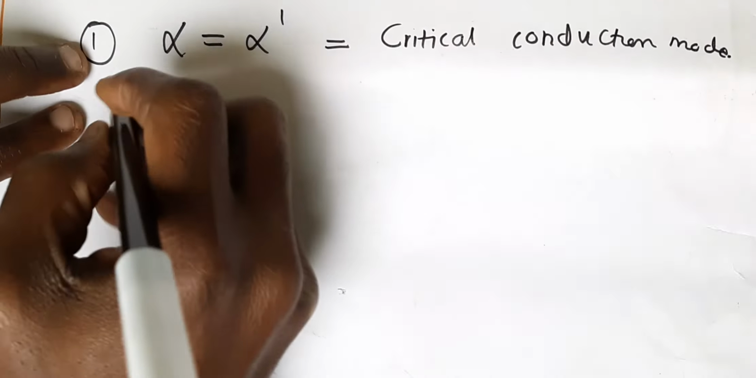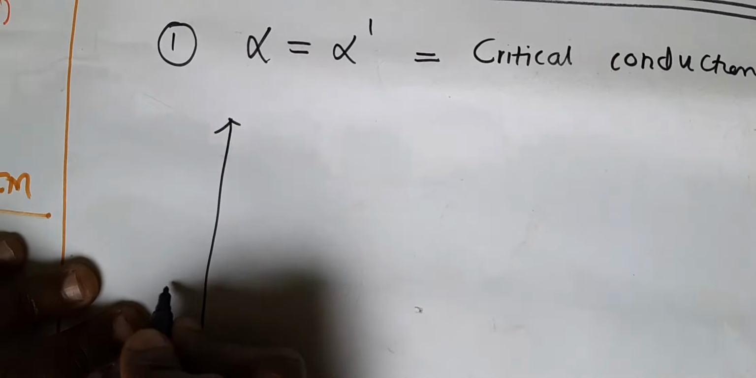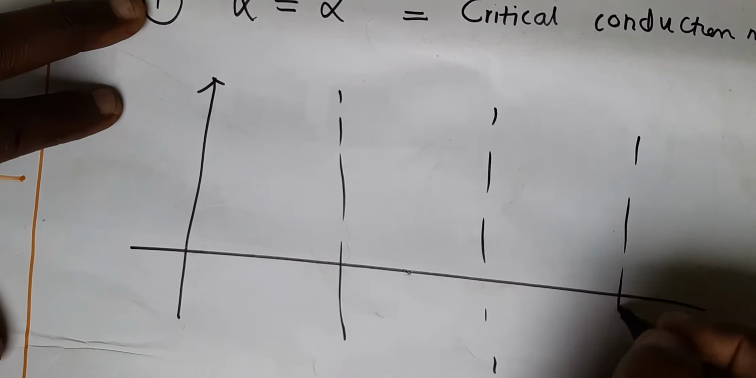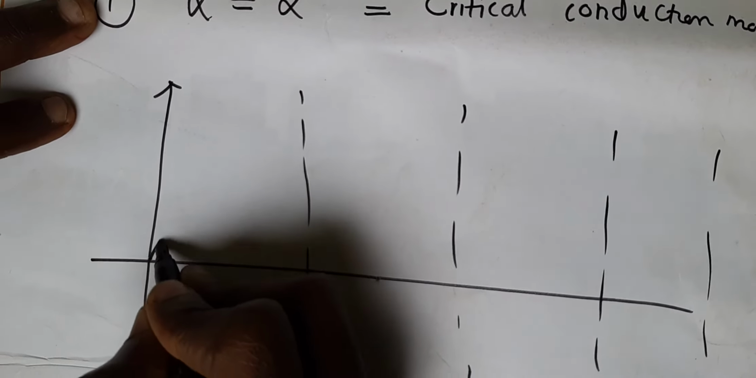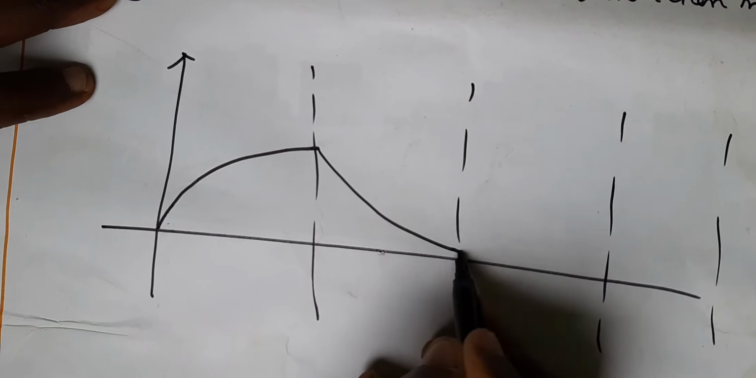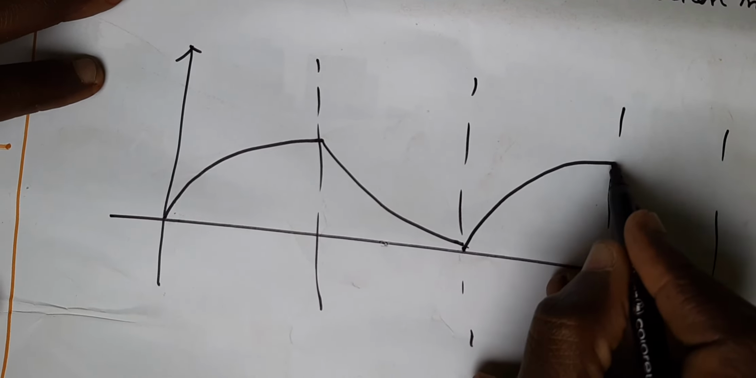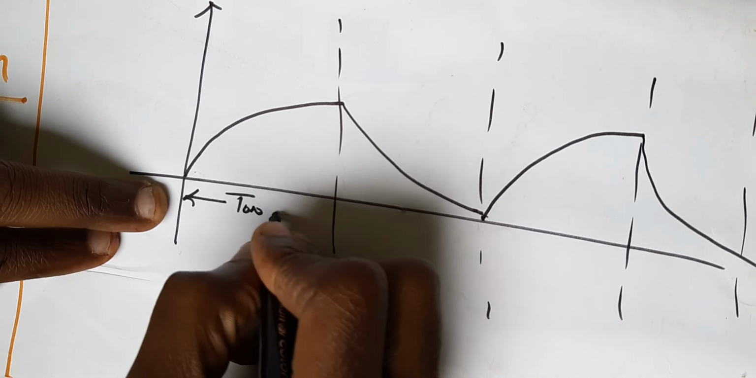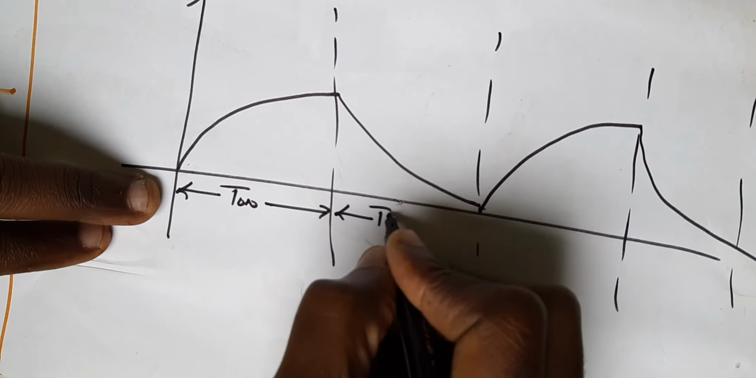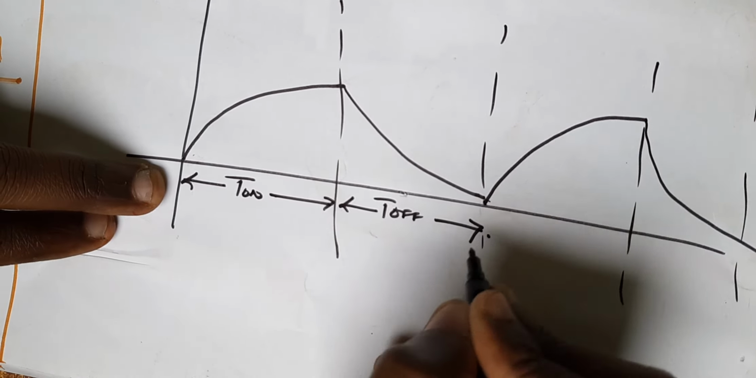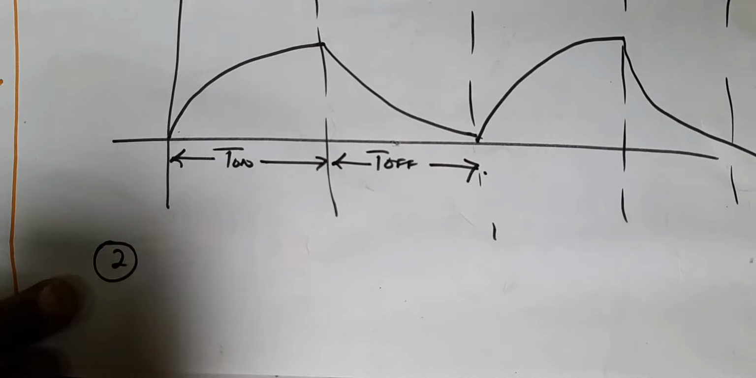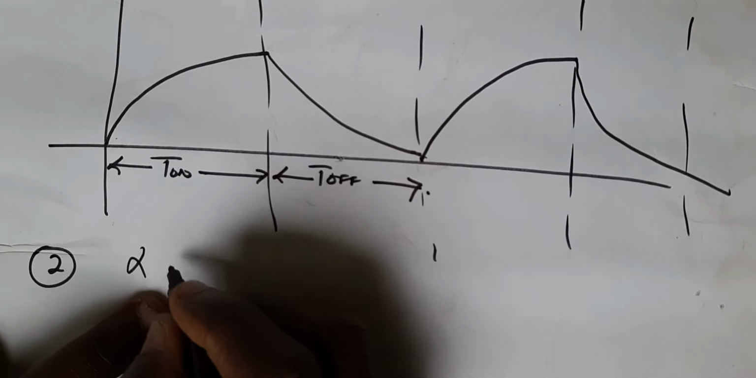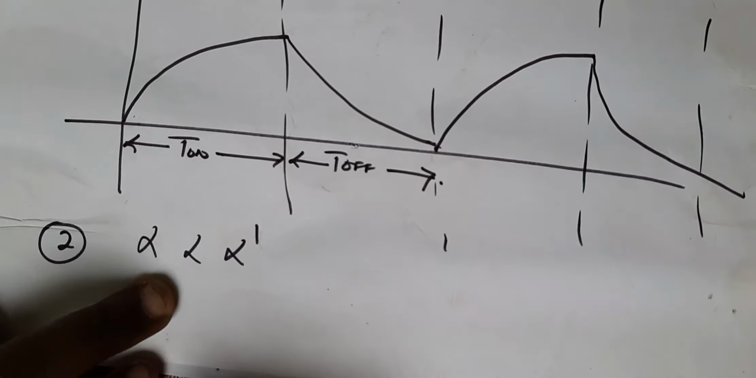Okay, and I can sketch this the way we've done previously. It's just at the boundary, so it's going to be this way. So this is the on period, so you can say this is T on, and this is T off. Okay, so our second situation is when alpha is less than alpha prime.